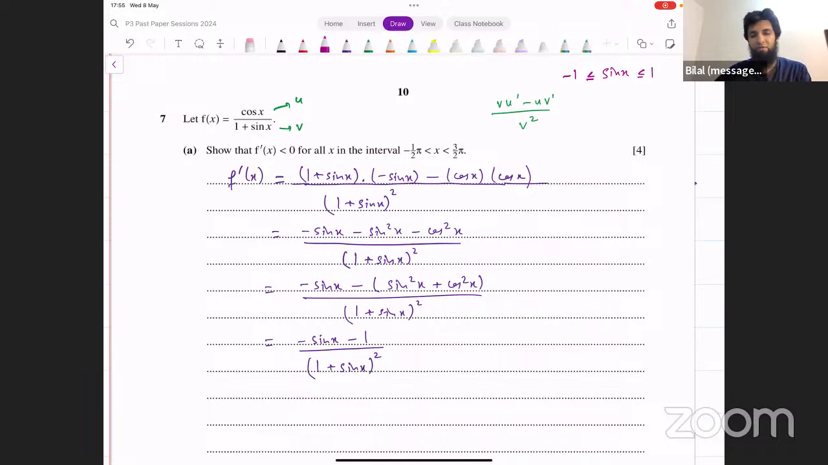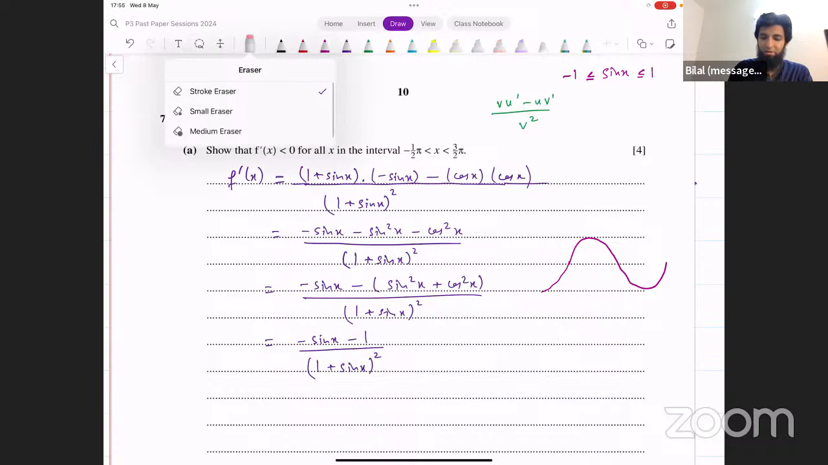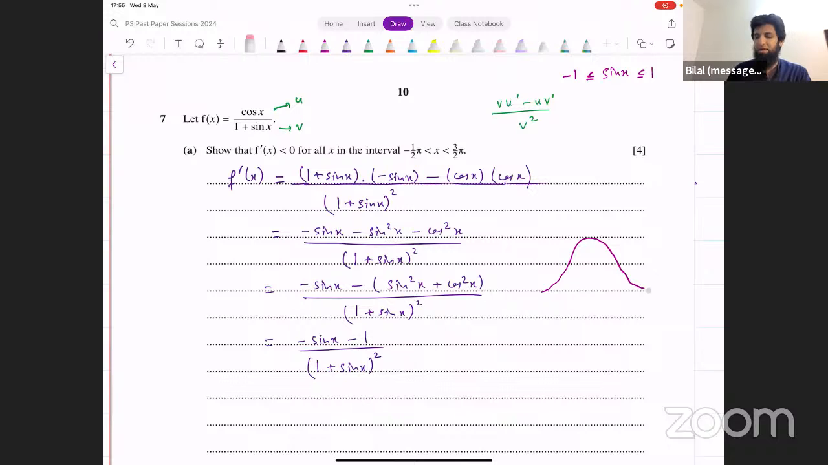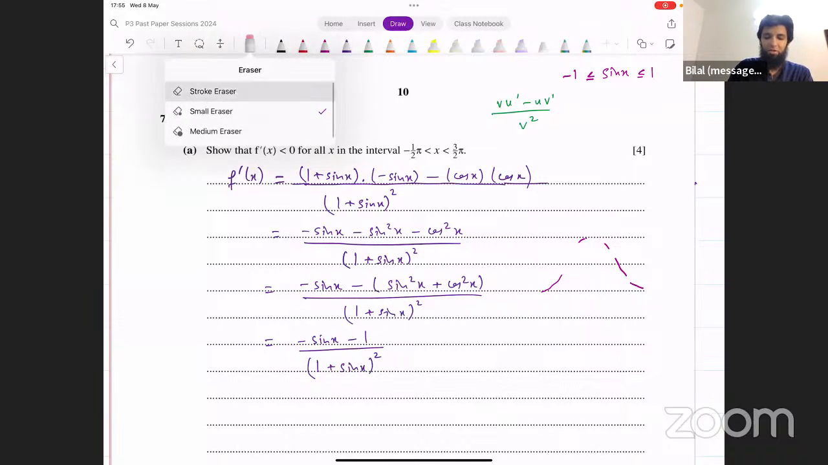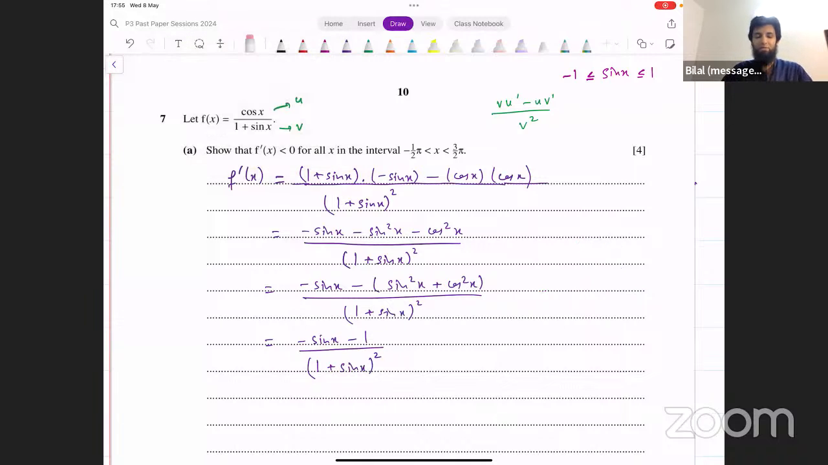You should know the graph of sine function as well. This is what the graph looks like. This is from minus pi over 2 to 3 pi over 2. That graph will be starting from here, maybe ending here. But again, the maximum value is 1 and the minimum value is -1. That's what you need to know about. Okay. Sine function goes from -1 to +1.